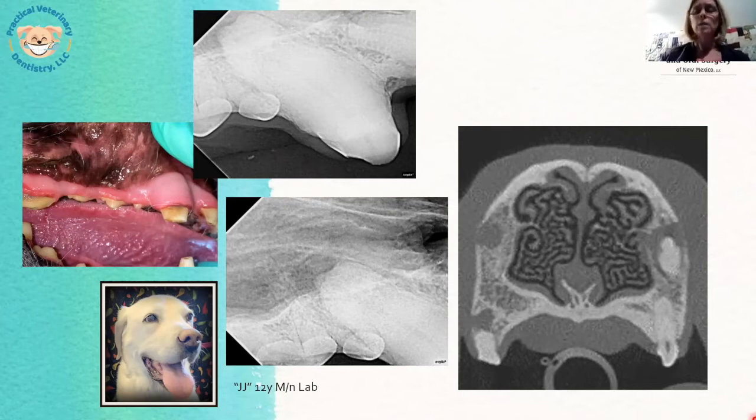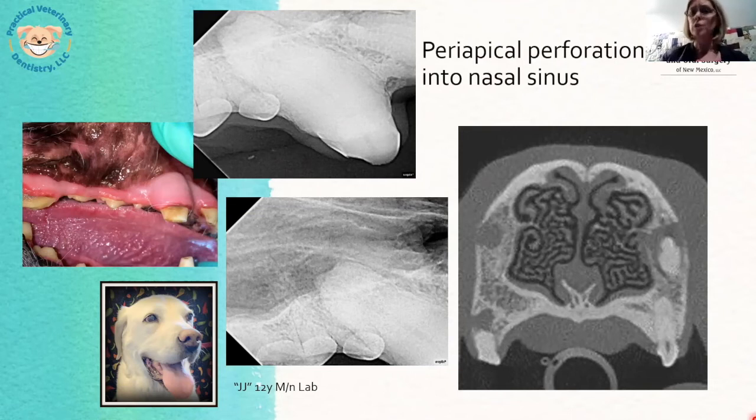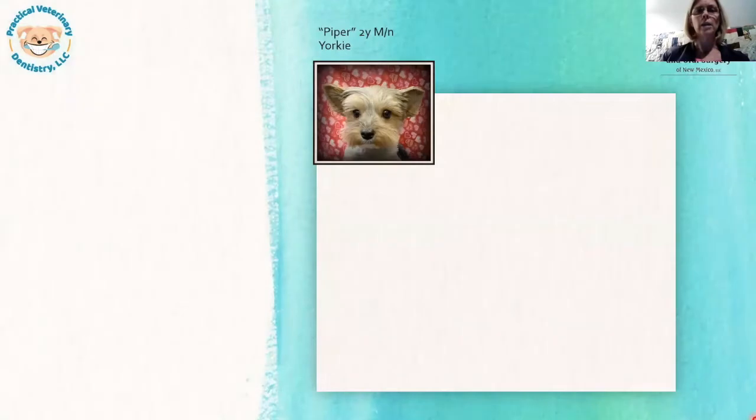So again, the cone beam CT changed my treatment plan, where I thought that might have been a reasonably good candidate for a root canal. Kind of decided that it was a little higher risk than we were willing to take in that situation.